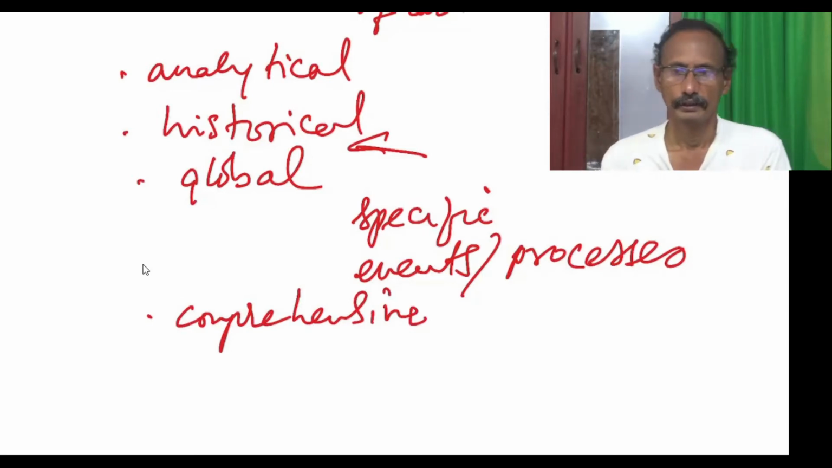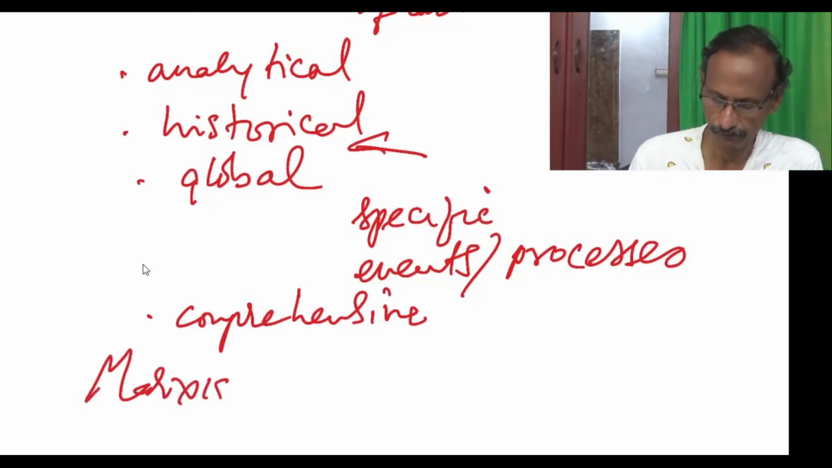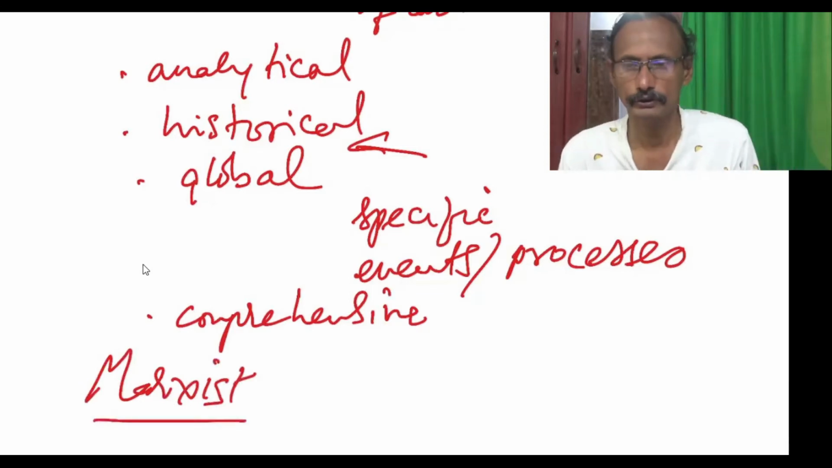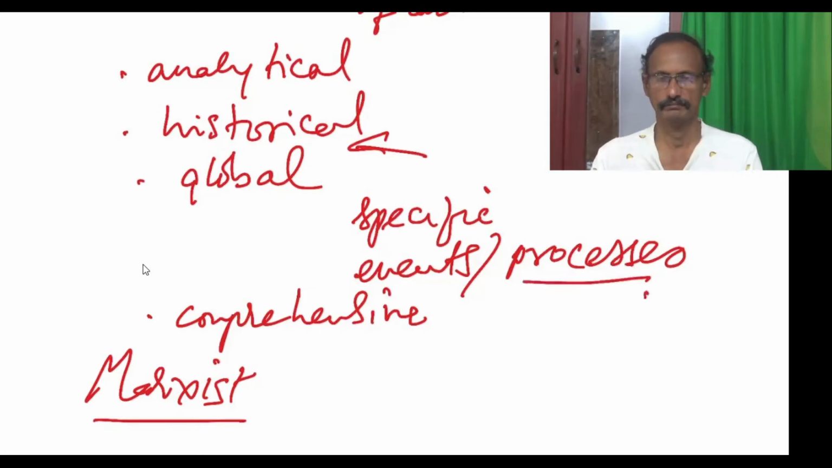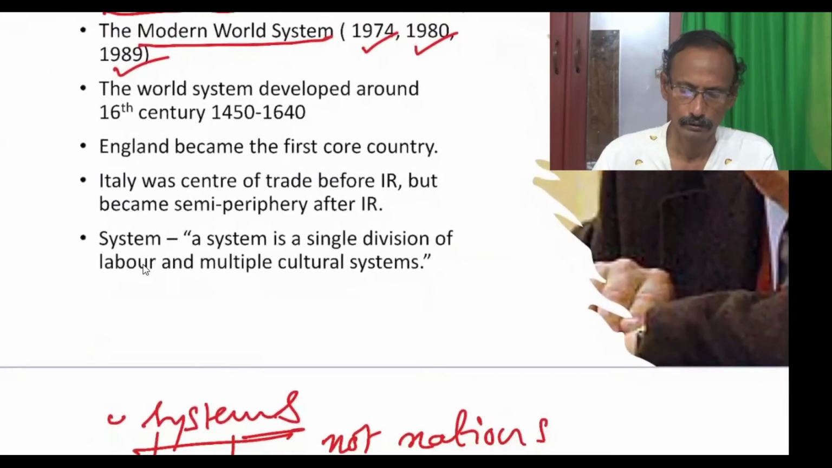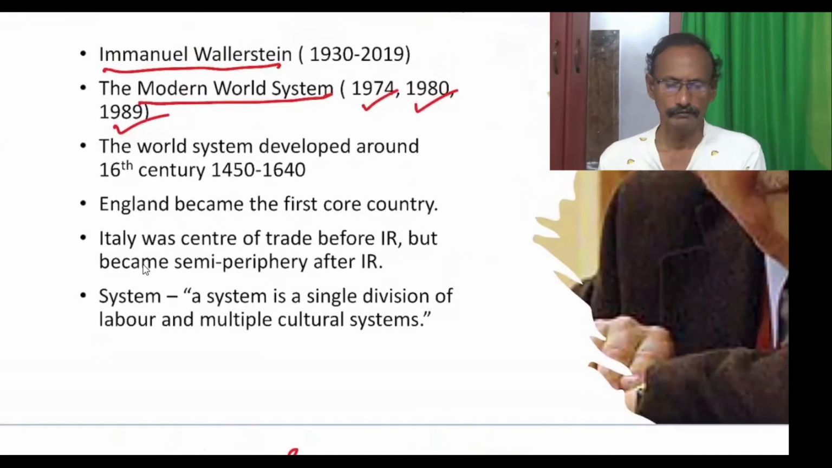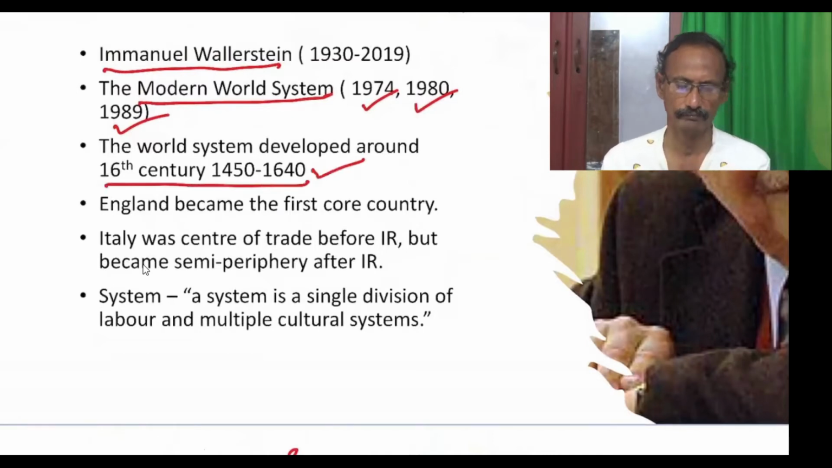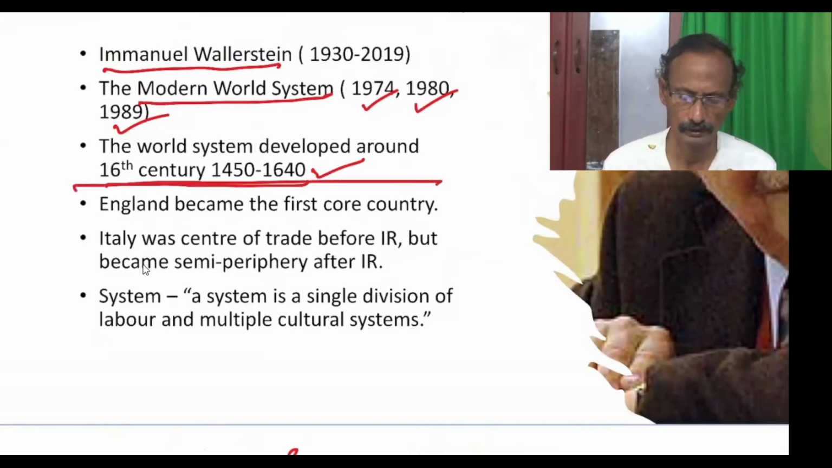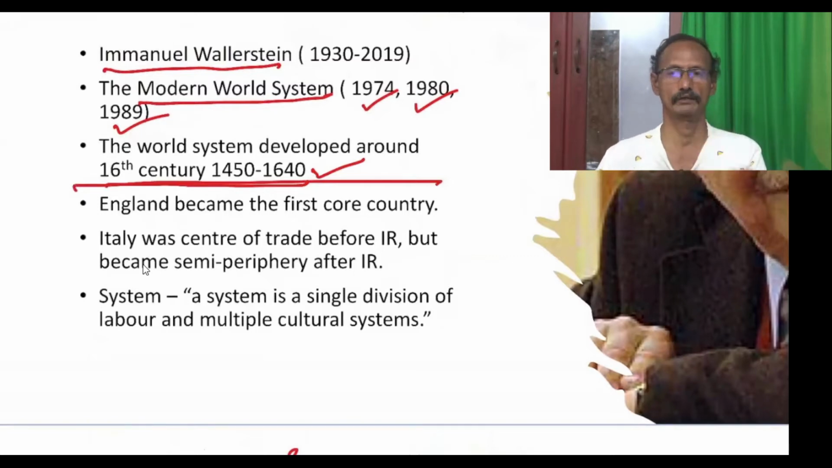This is also called Marxist theory. So this is one of the Marxist theories of international relations, like dependency theories, which looked at the world in terms of economic process. He first explained how this world system developed around the 16th century, from 1450 to 1640, and then how various countries took part and what were the processes involved.